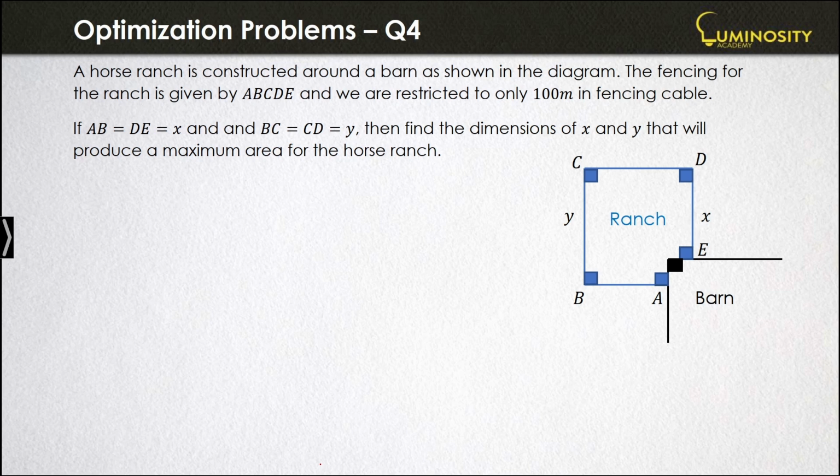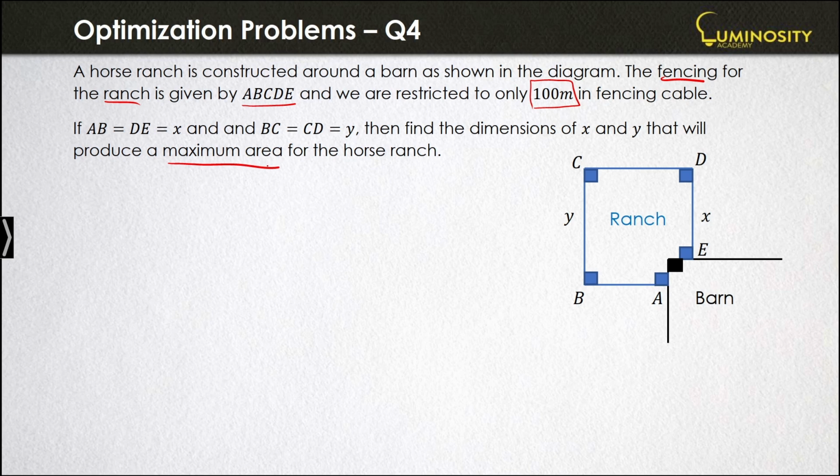A horse ranch is constructed around a barn as shown in the diagram. The fencing for the ranch is given by A, B, C, D, E, and we are restricted to 100 meters of fencing cable to create this fencing around the ranch. If AB must equal DE must equal X units, and BC equals CD must equal Y units, then we want to find the dimensions of X and Y that will produce a maximum area for this horse ranch.